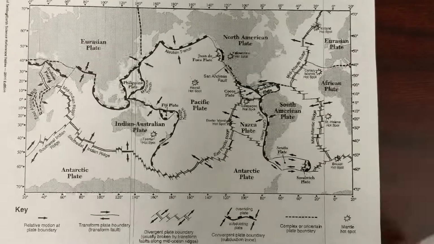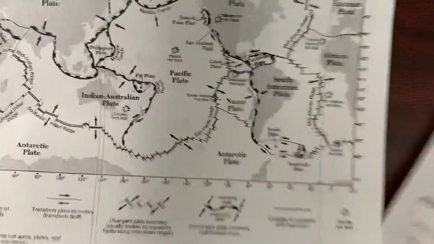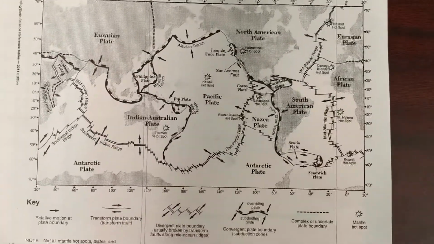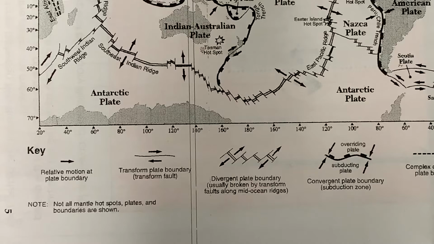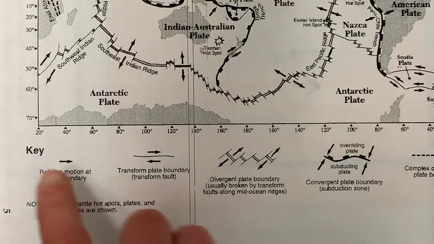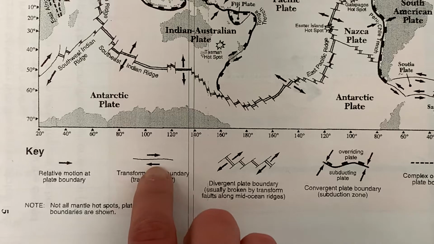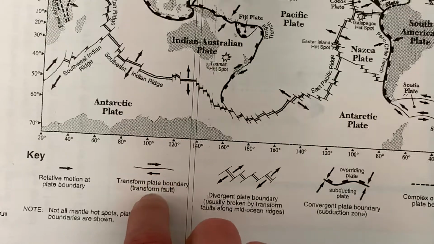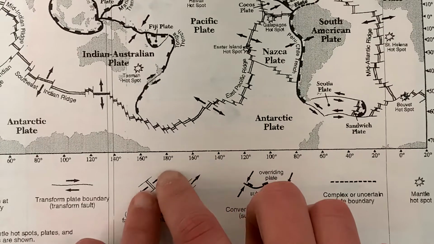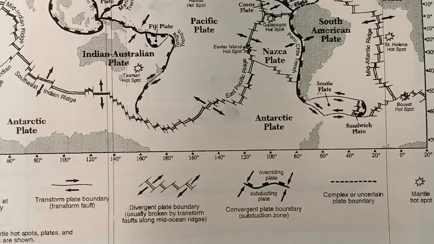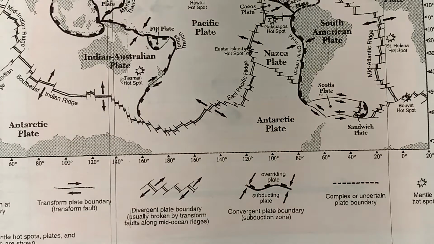First thing we need to do, well, let's talk about reading the map. This map has some basic symbols that we've talked about in class. These arrows at the bottom show you what direction that the plates are moving in. This right here, where they're headed in opposite directions, is a transform boundary. Then where they are headed away from one another, that's a divergent boundary. And then where they're headed towards one another, that's going to be a convergent boundary.